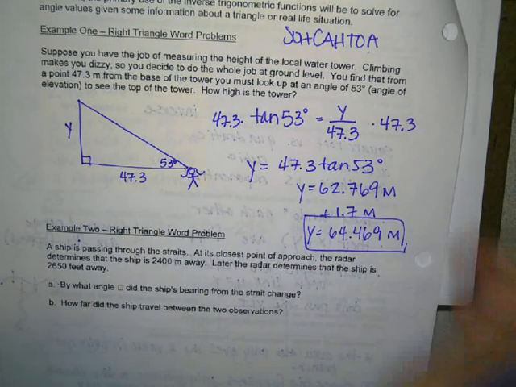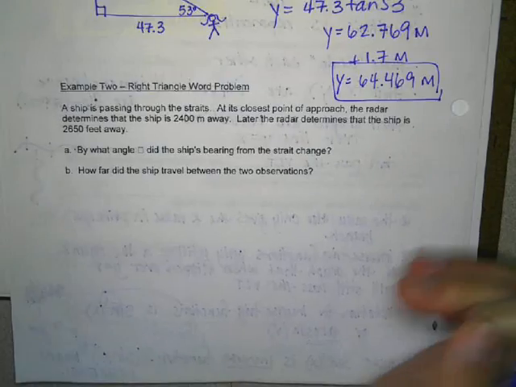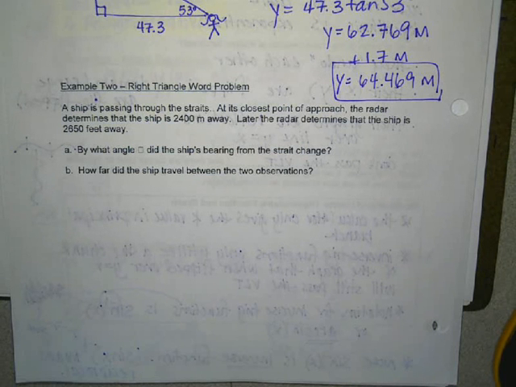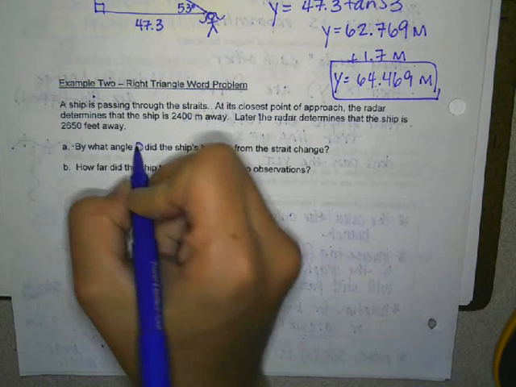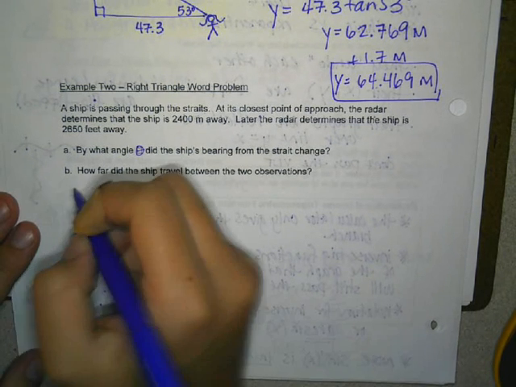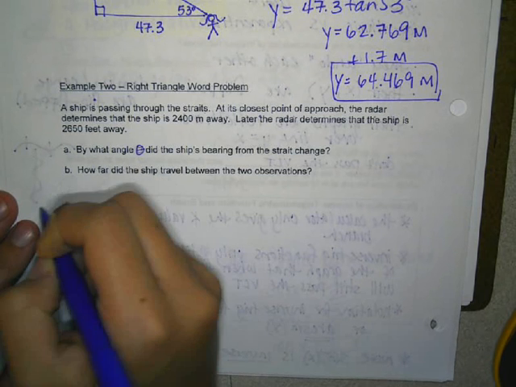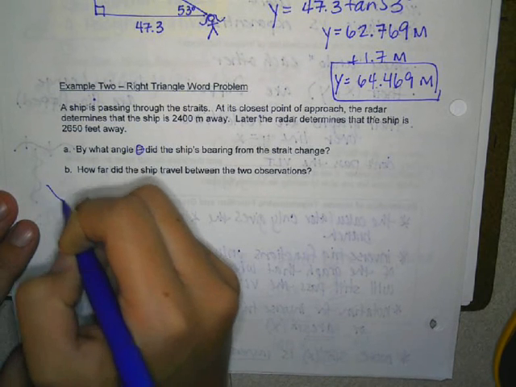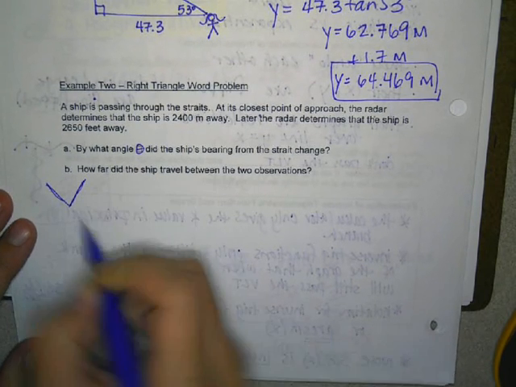Okay. Example 2. A ship is passing through the straits. At its closest point of approach, the radar determines that the ship is 2,400 meters away. Later, the radar determines that the ship is 2,650 feet away. Now, I'm going to draw a little point here. Okay, so it's passing through. Here's my little ship.